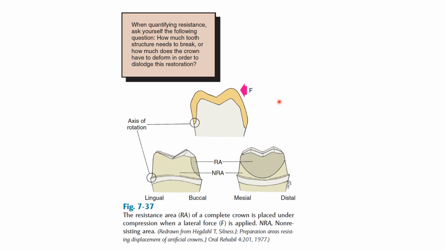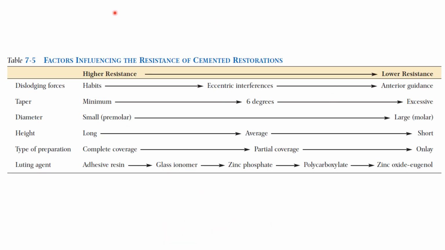Okay, so here you can see a resistance form, guys. This is basically where the axis of rotation takes place. If you have it properly cemented in, you have a proper resistance form, guys. Here, proper taper, proper preparation, it will never be able to dislodge in the axis of rotation, right? So yeah, even if lateral forces are being provided to the crown. Very important, the resistance factors of a cemented restoration can be dislodged by habits, right?